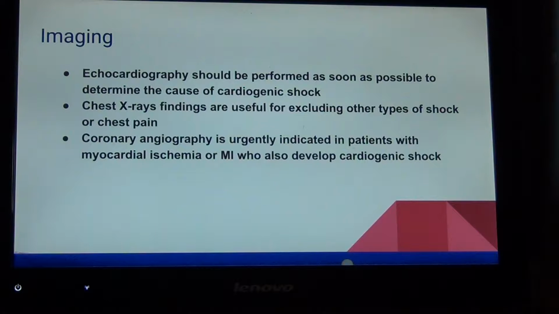Imaging. Echocardiography should be performed as soon as possible to determine the cause of the cardiogenic shock. First, you treat the cause to fix the shock. Chest x-ray findings are usually for excluding other types of chest pain and other types of shock. Coronary angiography is urgently indicated in patients with myocardial ischemia or MI who have developed cardiogenic shock.